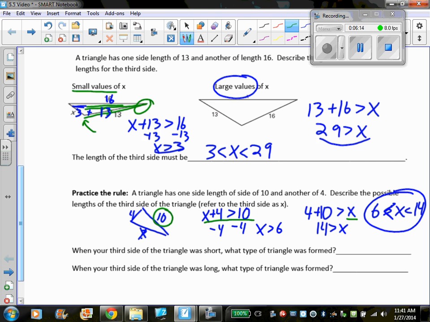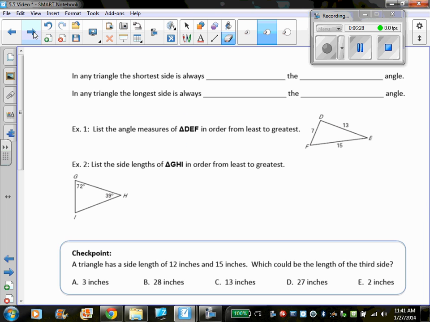So, in fact, don't even worry too much about this part. I meant to take it off of the worksheet. You're not going to need that part. This idea up here is the big part to take away from this. All right, other side.